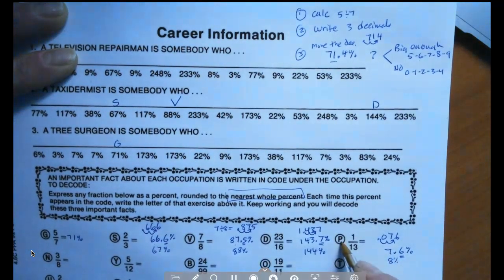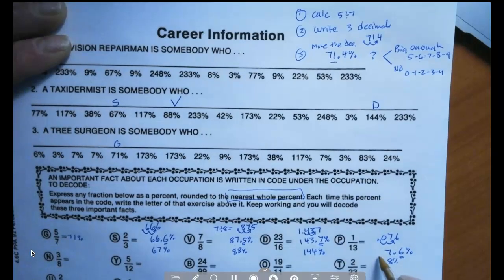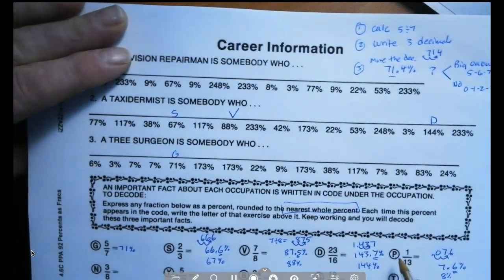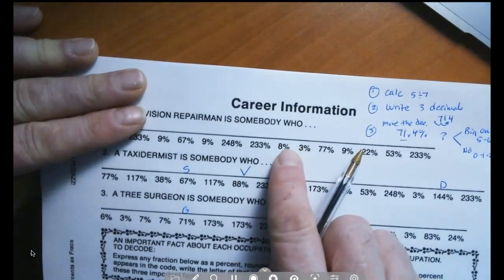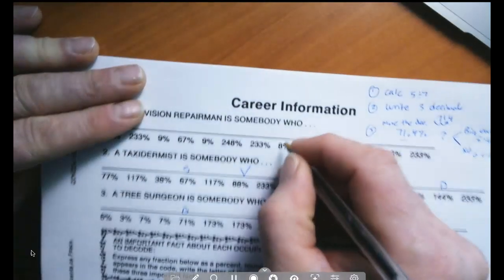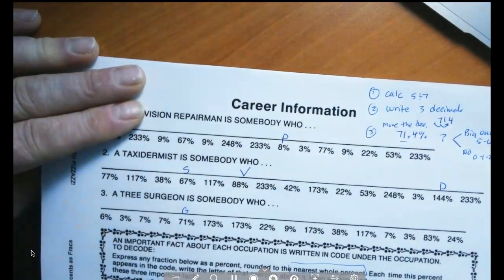We put 8% down. We go up and look for P. 8%. Where is it? Going once. Twice. I don't see it. Here it is, 8%. We're going to put a P. There might be others. I'll let you look for them. Good luck.